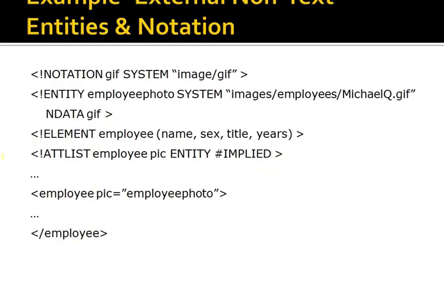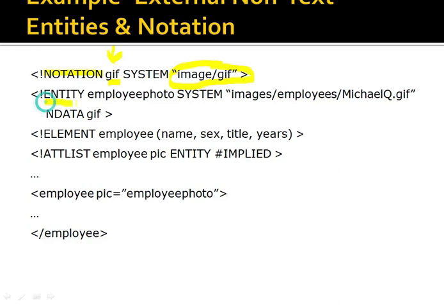If you look at the example here, the notation declaration should be mentioned. The name of the DTD is the name of the format. The name of the file format is GIF. So this is actually a data format image, and that image is a GIF file.